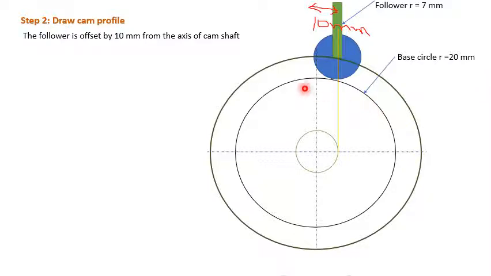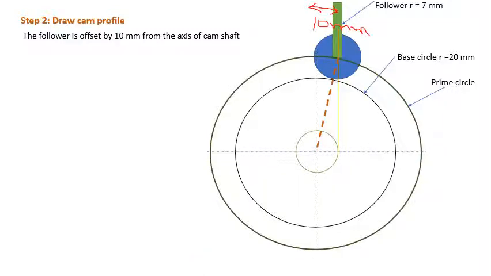So what do you mean by prime circle? Prime circle is a circle which is passing through the center of the roller follower. So this is nothing but the prime circle. Once this much is over, next we have to draw a line for reference. This line should be from the center of the roller follower to the center of the base circle. Using this line, we are going to split this circle into different strokes.